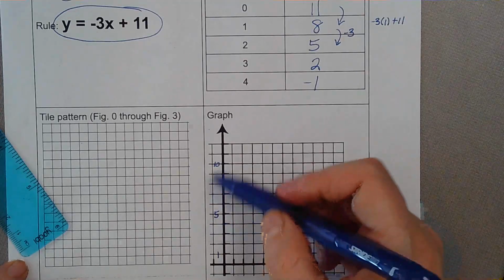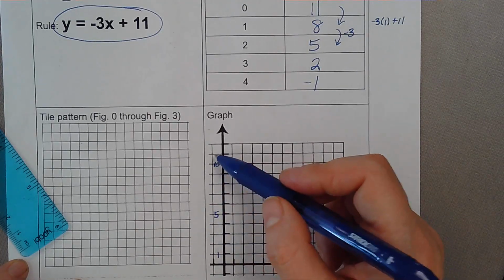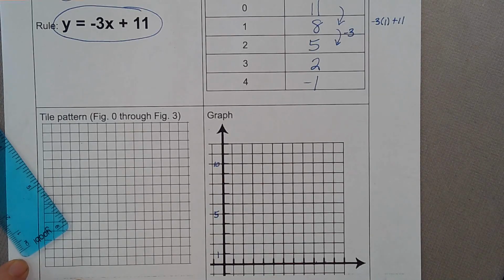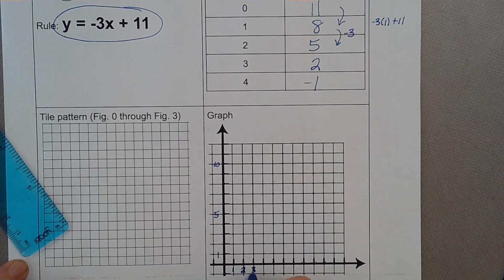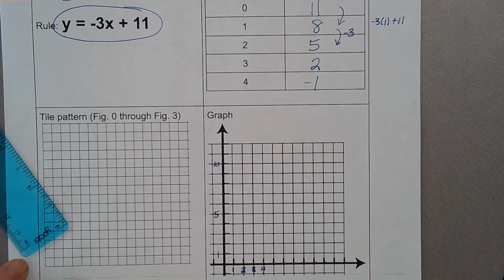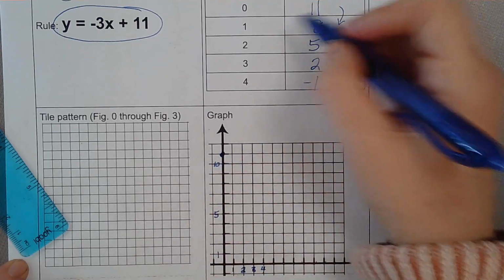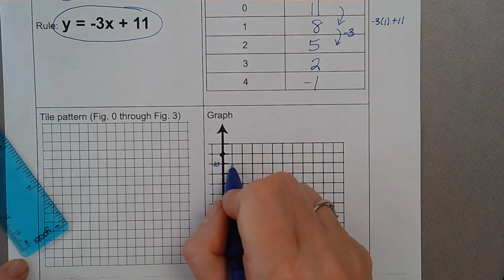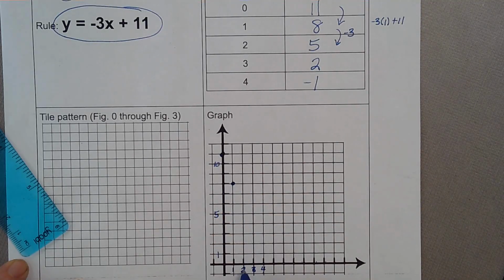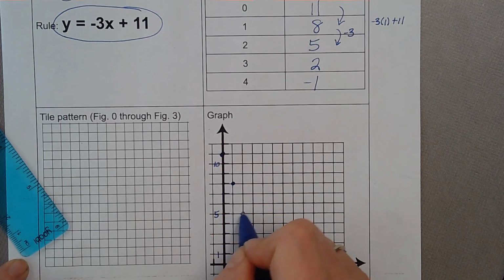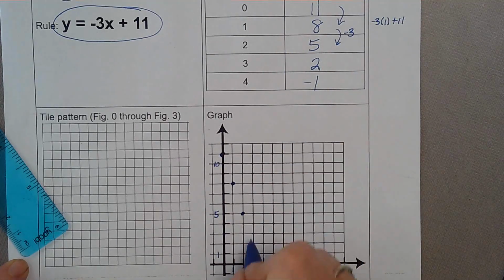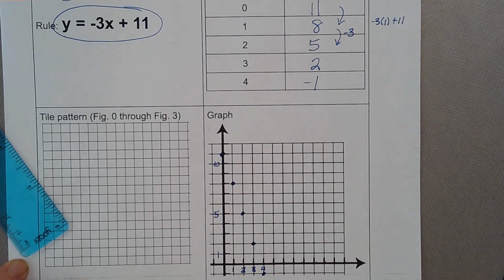And notice, even though I'm creating a scale, I don't number all of them. Now, I can just go straight 1, 2, 3, 4. I often don't do that, but I will this time just to be a little bit different. So I've labeled 0, 1, 2, 3, 4. Now, 0, 11, I'm going to put my dot. 1, 8, so there's 1, 10, 9, 8. 2 is 5. 3 is 2. And 4 is -1, which is not on here, but I can go down 1 off the grid a little bit, right?